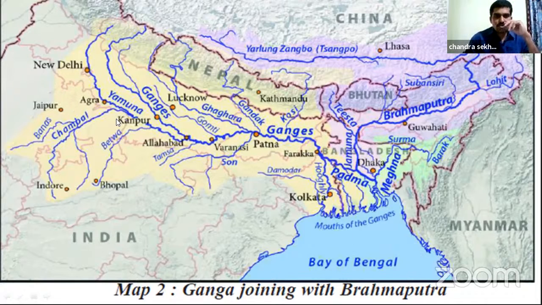Okay, this is about the Ganga river system. It has so many tributaries, like Yamuna, a major tributary of Ganga, and Chambal, Betwa, Tamsa, Son, Damodar, Gandak, Gagra, Gomati, Kosi, Tista. So many tributaries are there for the Ganga river. Okay, children, this is about the Ganga river system.